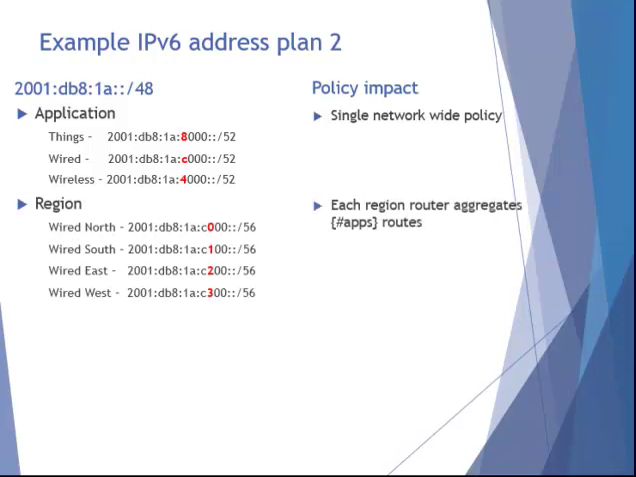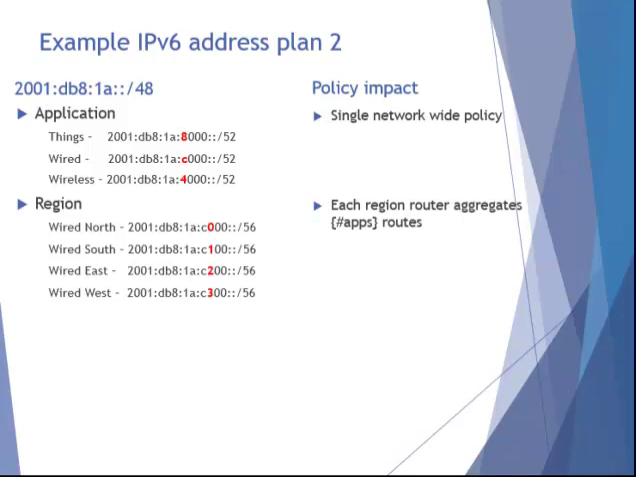From there, if I allocate regionally, within the wired application I'm going to have north, south, east, and west. So assuming you have applications available in every region, each regional router on the core is going to be communicating the number of applications, in this case 3, routes to reach it.